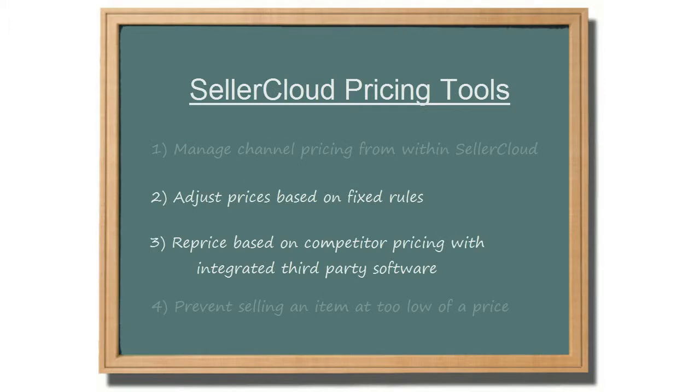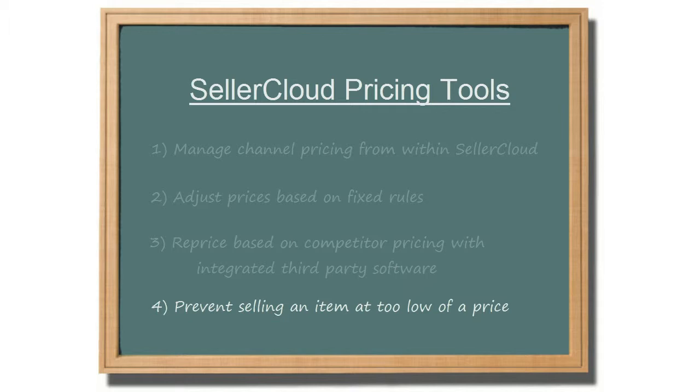SellerCloud can reprice your products based on fixed rules, such as estimated shipping costs and profit margins. Listings can also be repriced based on competitor pricing by integrating with a third-party repricing platform. Managing repricing is outlined in greater detail in another video tutorial.